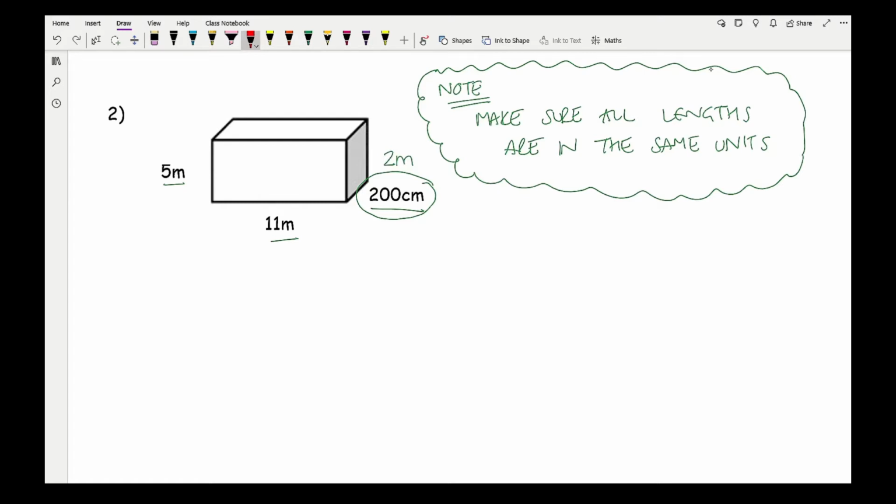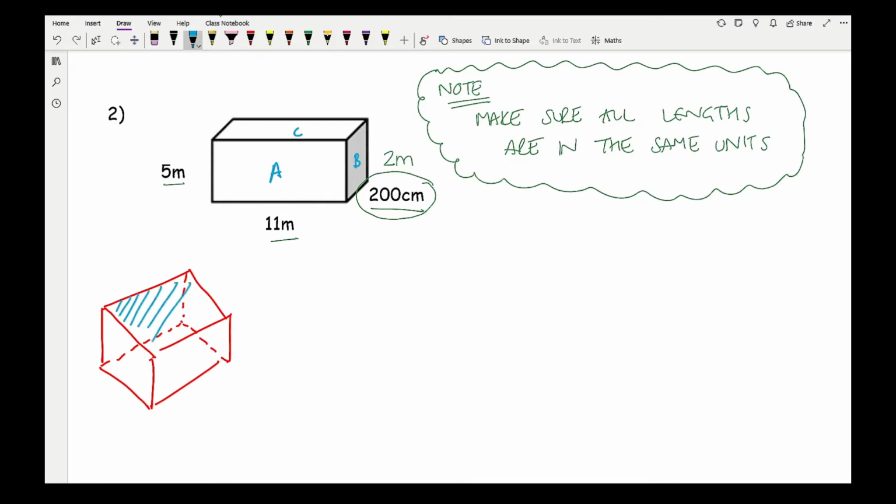So for this, what I'm going to do is label the sides. Now, if you imagine, if I just do a quick sketch of a cuboid, like so. Now, I'm going to label this side A, B, and C. Now, in terms of C, well, I'm going to have 2 of those because I'm going to have this top and that bottom.